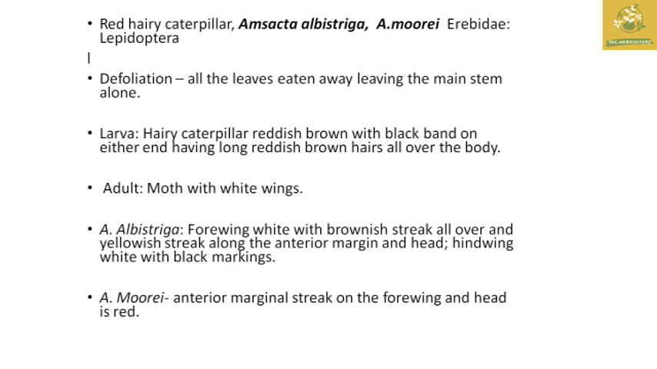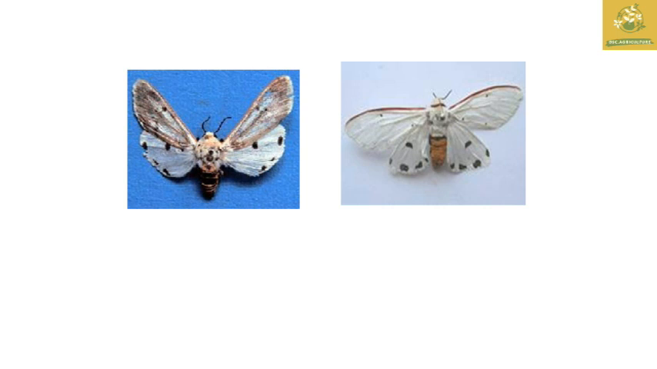So in albistriga, the forewing is white with a brownish streak all over and yellowish streak along the anterior margin and head, and the hind wings are white with the black margins, and in moori there is another anterior marginal streak on the forewing and head is red. So these are the pictures of albistriga as well as moori, which is a red hairy caterpillar in Jatropha species.